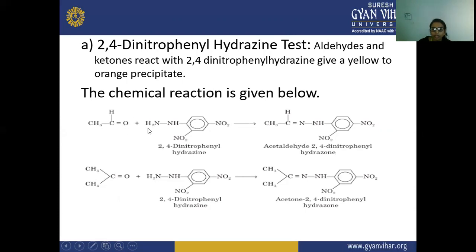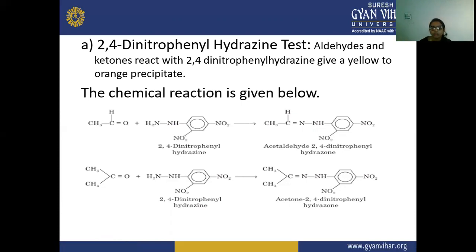Here you will see that a C=N double bond is formed and H2O is removed, and the C=N double bond is the new bond that is formed from the reaction of these two reactants. This is your aldehyde, and this is the nitrogen-containing compound, that is your 2,4-dinitrophenylhydrazine. On the second position as well as the fourth position, the nitro group is present. This is the hydrazine group, and that is why its name is 2,4-dinitrophenylhydrazine.